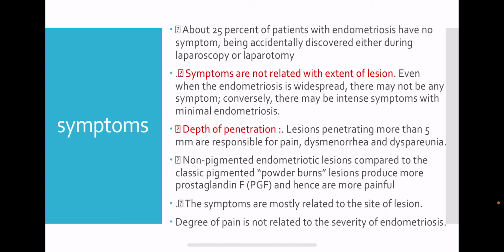The symptoms are mostly related to the site of the lesion. So you see, if it is occurring in the rectum, the symptoms like dyschezia, difficult passing of stools, as well as melena will be found. In the same way, if it is found in the urinary bladder, dysuria and hematuria will be found, related to the site of the lesion. Degree of the pain is not related to the severity of endometriosis. We saw there is no relation with the extent of the lesion, so even the pain is not related to the severity of endometriosis.